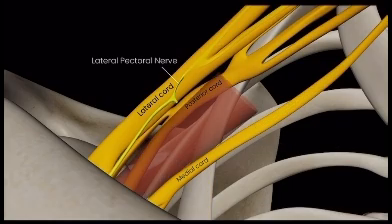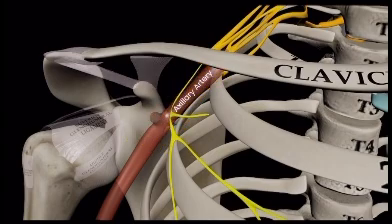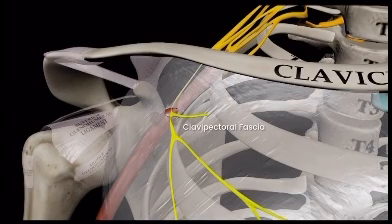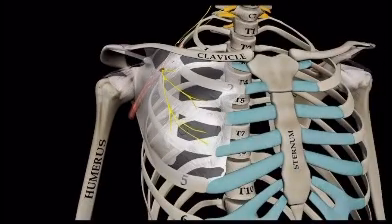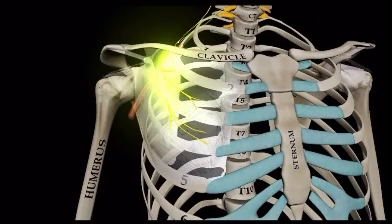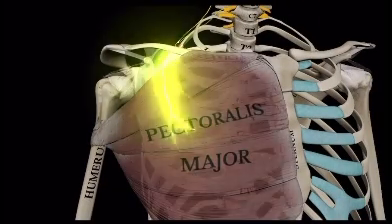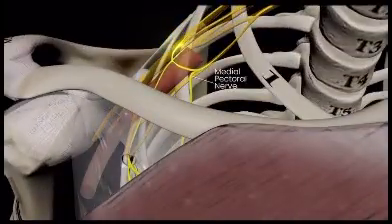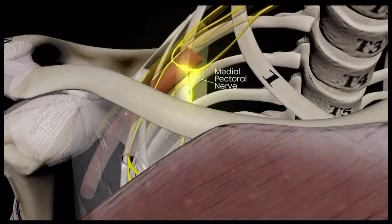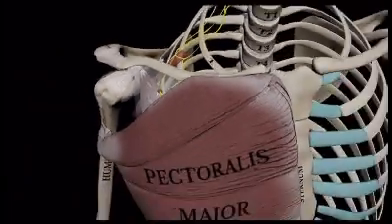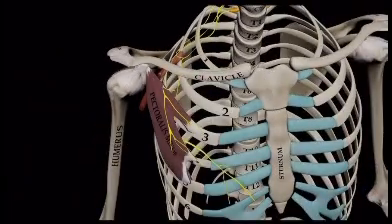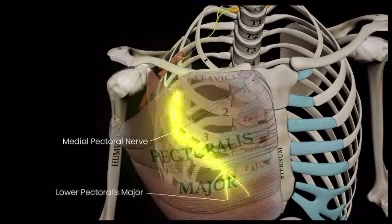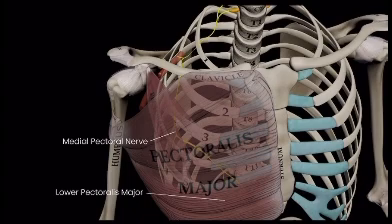From there, it courses anteriorly over the axillary artery and pierces the clavipectoral fascia to reach the pectoral region. It primarily supplies motor innervation to the pectoralis major muscle. In many cases, it communicates with the medial pectoral nerve through the ansa pectoralis, which may allow indirect innervation of the pectoralis minor, as well as the inferior portion of the sternocostal head of the pectoralis major.